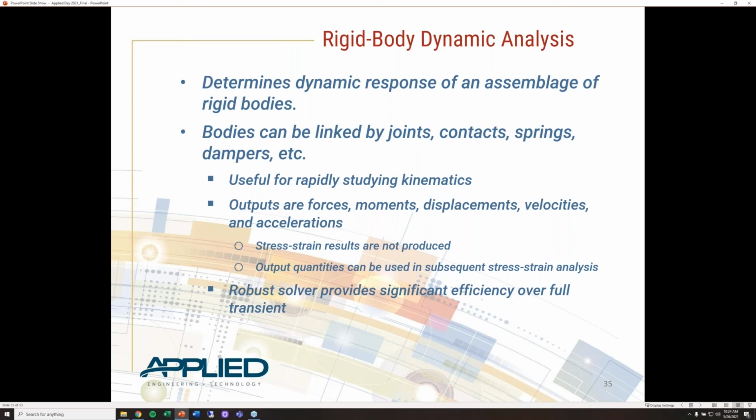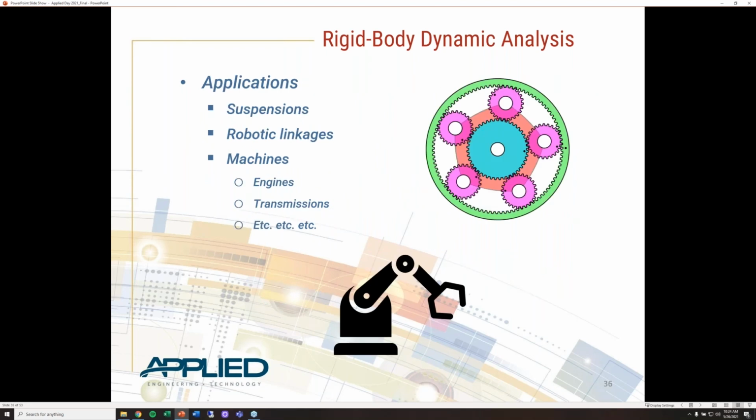It's a very robust solver in the rigid body dynamics environment, so we get pretty significant efficiency over running a full transient dynamic analysis. First we have some applications: robotics, suspensions, many types of machines with moving components, engines, transmissions, the list could go on and on here. Anything that has some type of kinematic behavior that we want to tune, we can use this to study that.